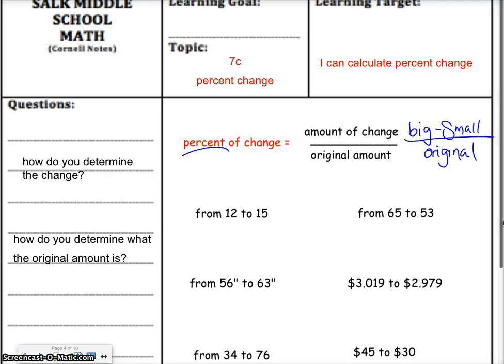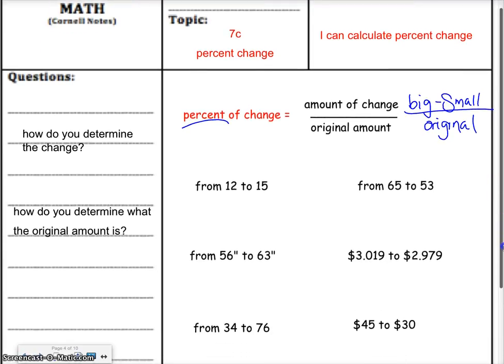And that's all you're doing today. Wow. Oh, and then of course turn it to a percent. So I'm going to go big minus small, divide it by original, turn it to a percent. And then you just have to finalize it by saying if it increased or decreased. So it's not too bad.